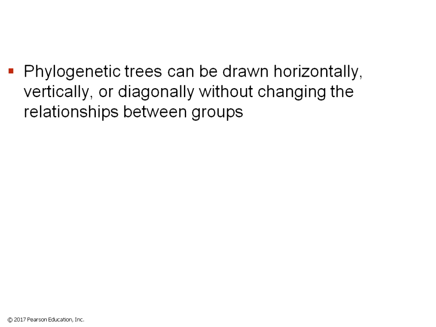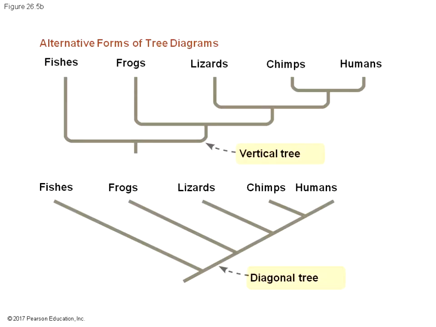Phylogenetic trees can really be drawn any way that you want to. They can be horizontal, they can be vertical, they can be diagonal. The shape of the tree doesn't necessarily change the relationships that are being shown. So this shows you a vertical tree and a diagonal tree that can be drawn from the same information that we saw previously.